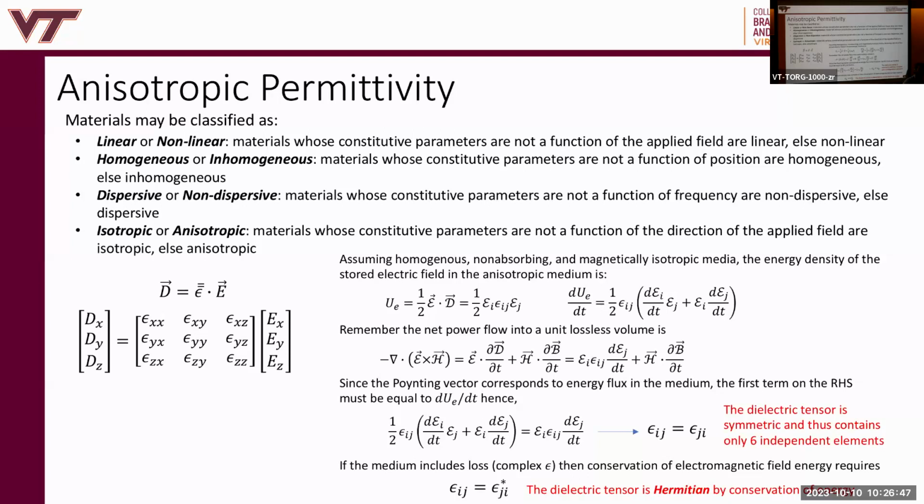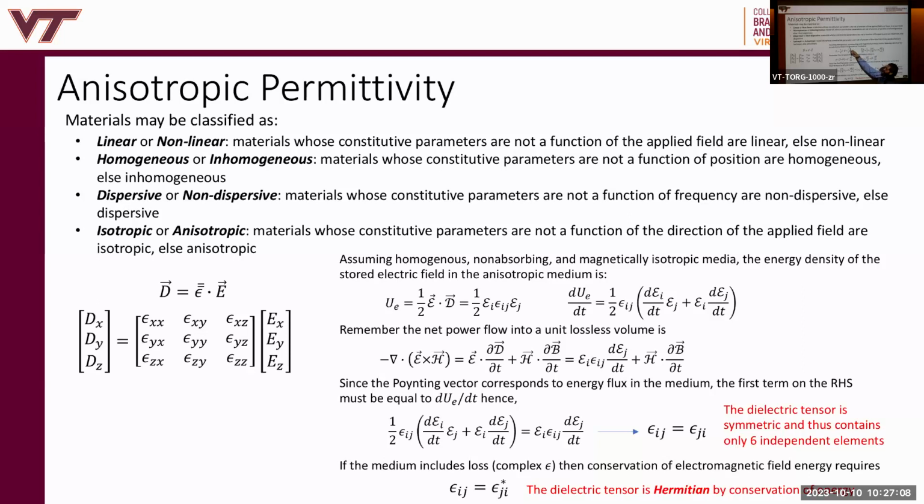We need to know the propagation constant of our wave. If we want to use this thing to transmit waves, we need to know how much phase delay we incur down the line. We need to know the wave impedance. All these things are functions of frequency now. Okay. Isotropic or anisotropic, we're going to study in this lecture.